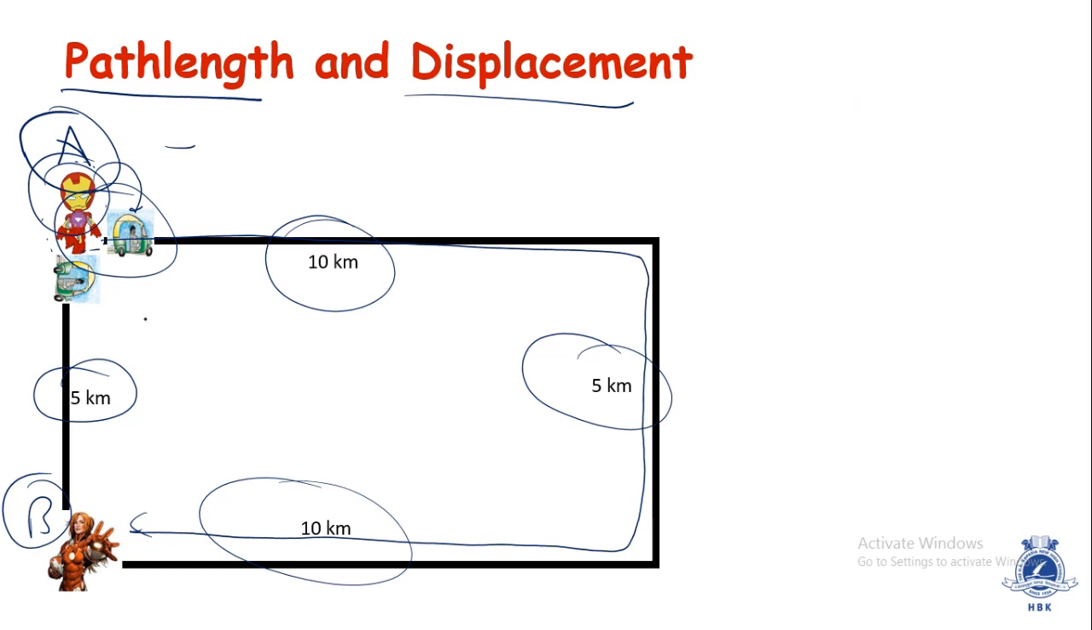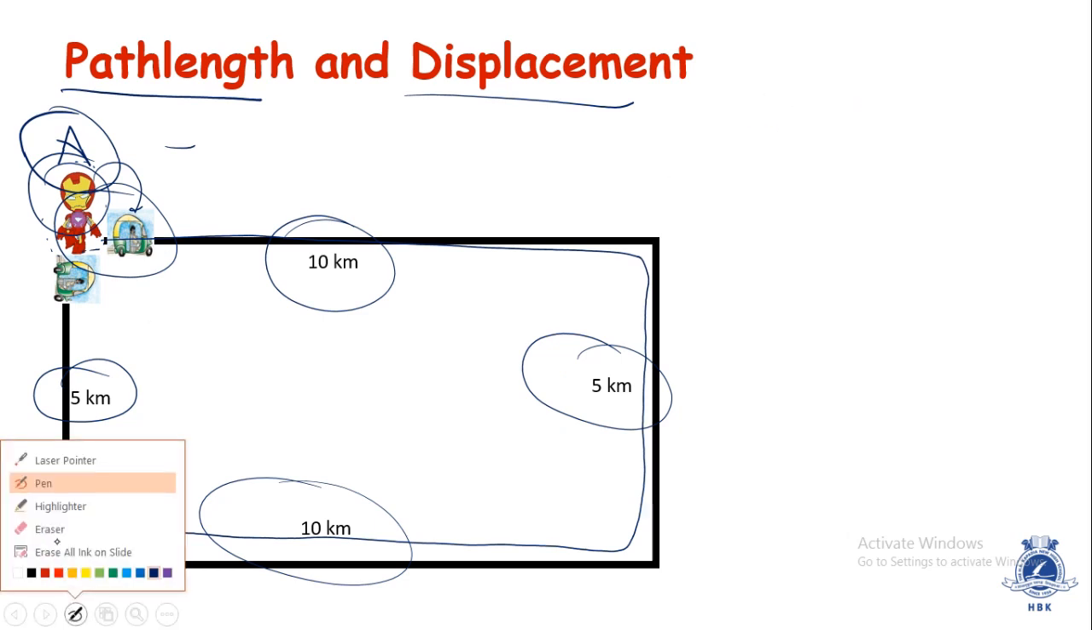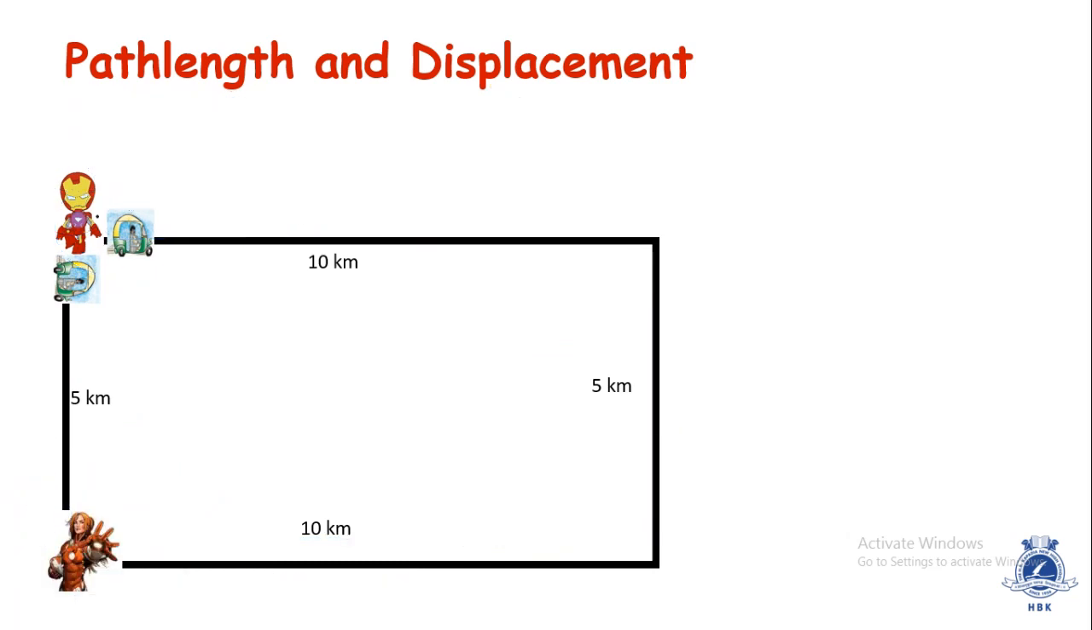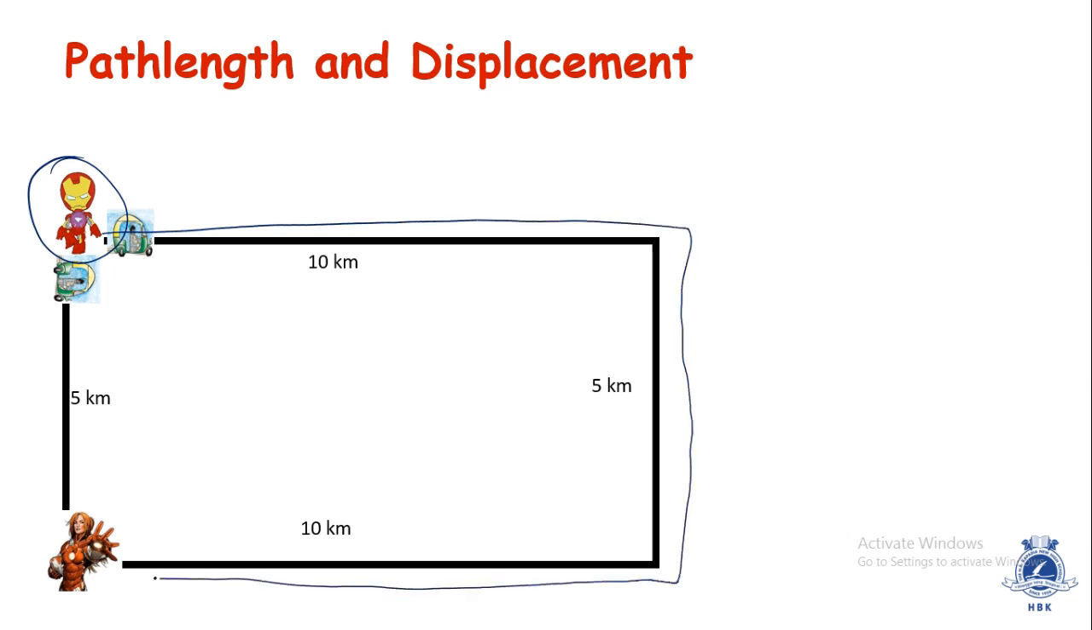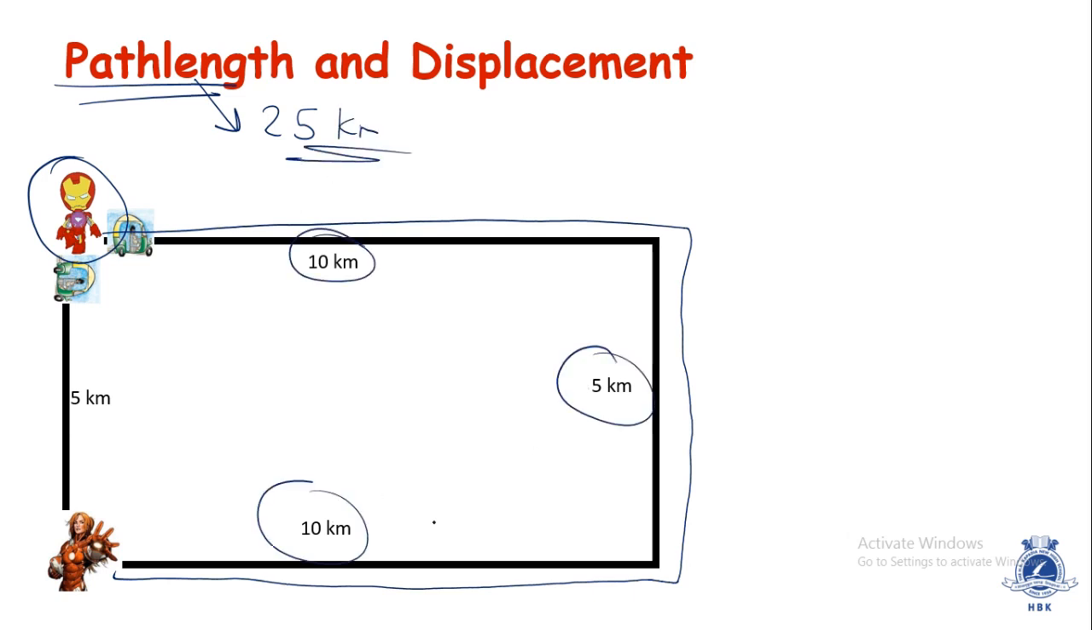So this is actually the length on which the object is moving. Imagine, suppose this is the object, it is moving along this path. The length of this path on which the object moves is called the path length. So in this case you can see the path length will be 25 kilometer, 10 plus 5 plus 10. It will become 25 kilometer.